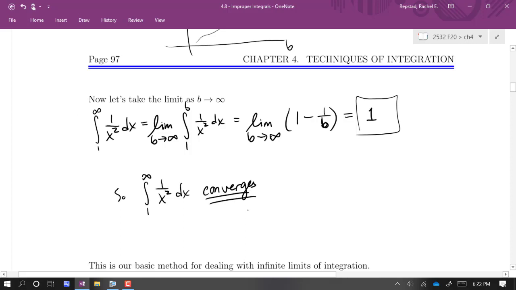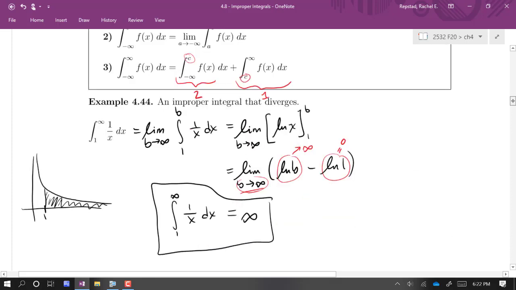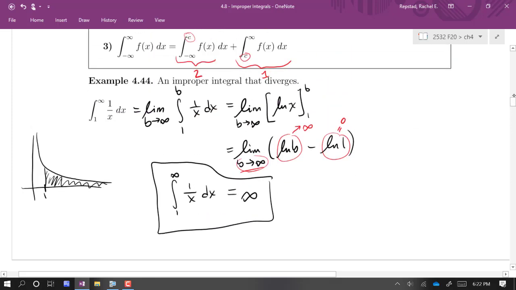So that integral converges. If an improper integral does not converge, if I go through this process and it does anything other than approach an actual fixed value, then we say that this integral diverges.